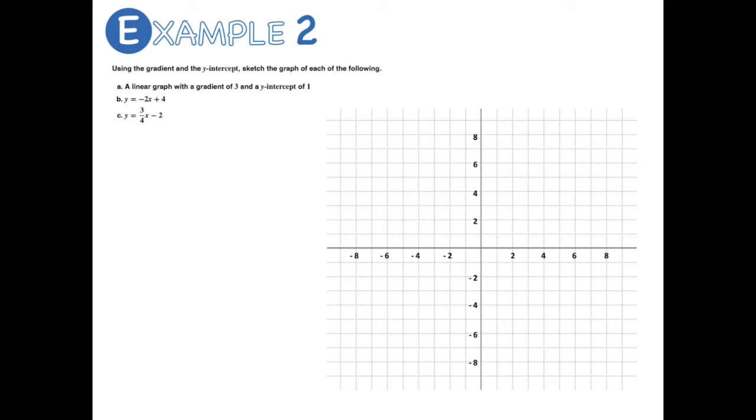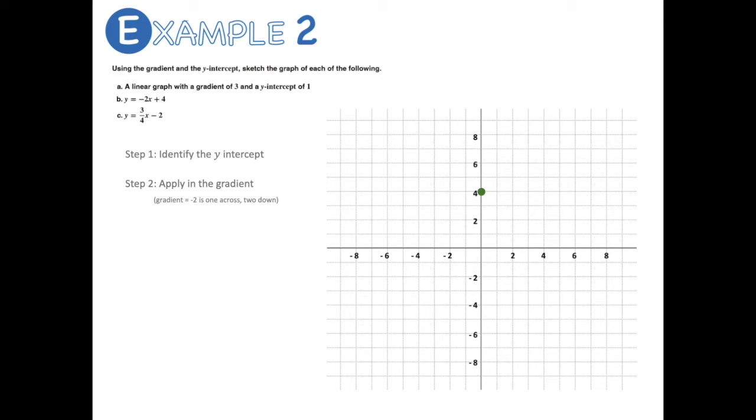For B, this time we've got an equation. It is y equals negative 2x plus 4. So following my same steps, I want to identify the y-intercept. So negative 2x plus 4, my y-intercept is going to be positive 4. So I can go ahead and mark that on my Cartesian plane as my first point. Next, I need to apply the gradient. So my gradient here is going to be negative 2.